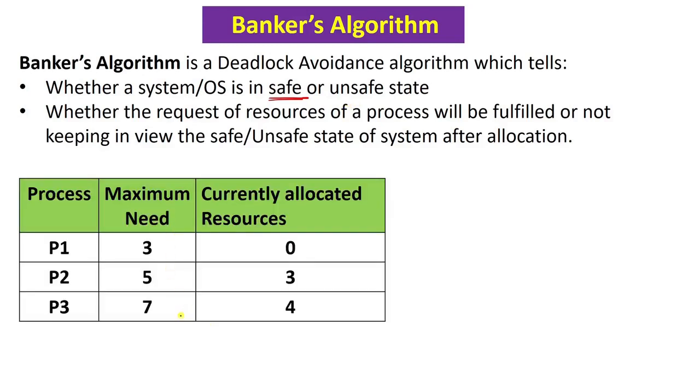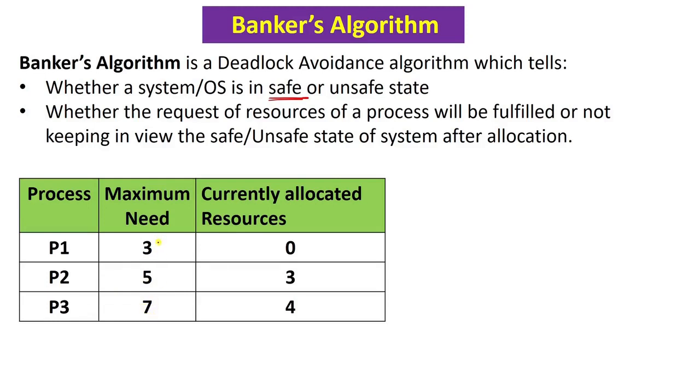Okay, so this is the example that we discussed in the previous video, in which we discussed the banker's algorithm in an informal manner. So in the banker's algorithm, we are given the various processes. Their maximum need is given to us. Maximum need means how many resources they will be using in their lifetime. So P1 needs 3, P2 needs 5 resources, and P3 needs 7 resources.